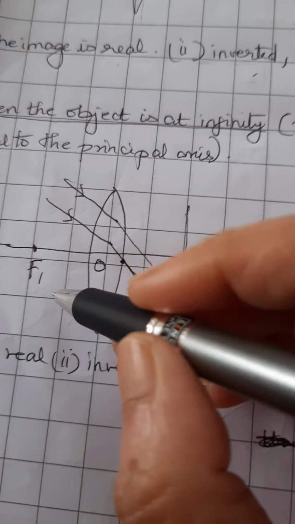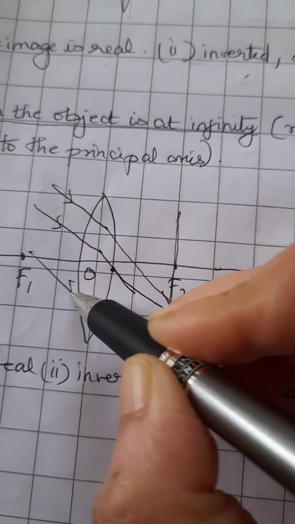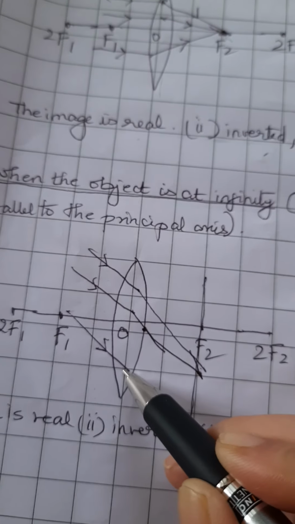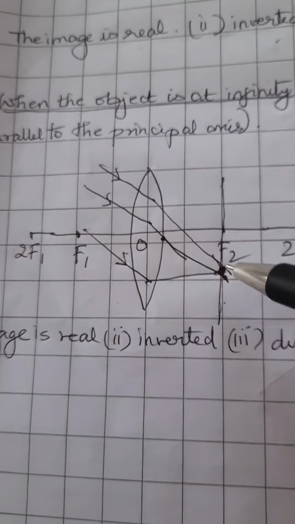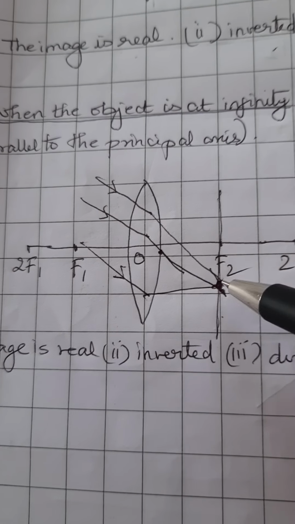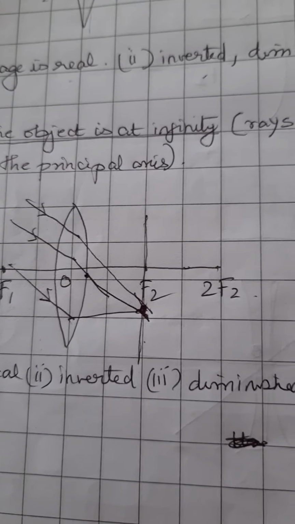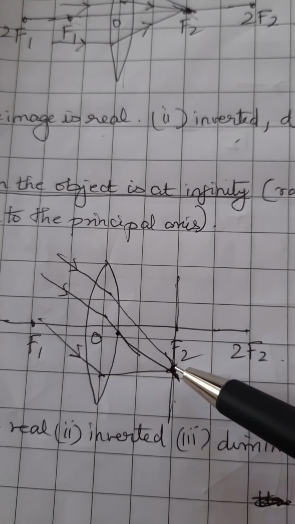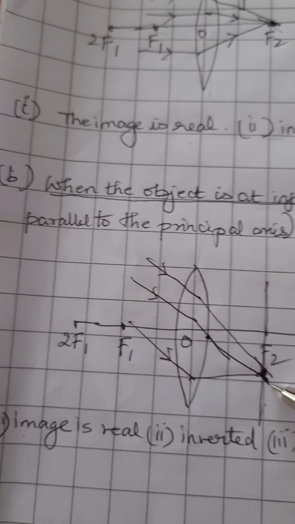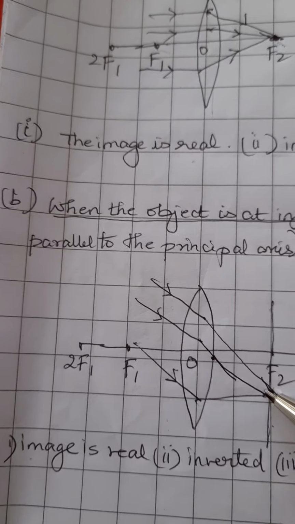If I have other rays coming from this side, after refraction they are all going to fall at a point on the focal plane. The image here again is going to be real, inverted and highly diminished, formed at the focal plane. The use of this is in the objective lens of the telescope.